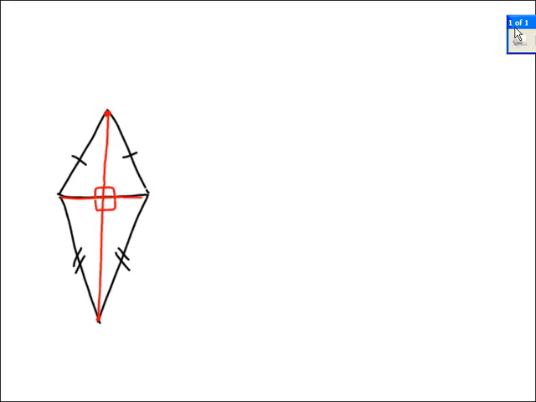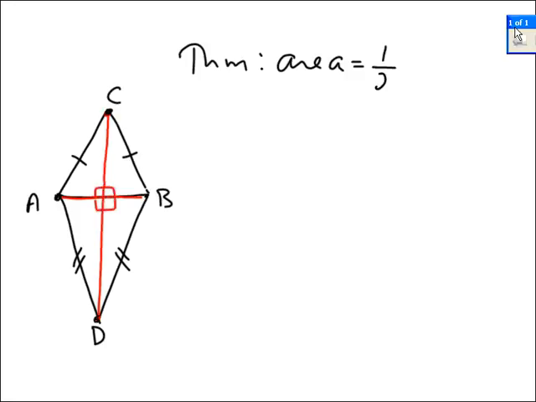In fact, let's label the endpoints of the diagonal. AB is one diagonal, and CD is the other diagonal. And the theorem just states that the area of this kite is 1/2 the product of the diagonals: 1/2 AB times the length of CD. The proof is straightforward.